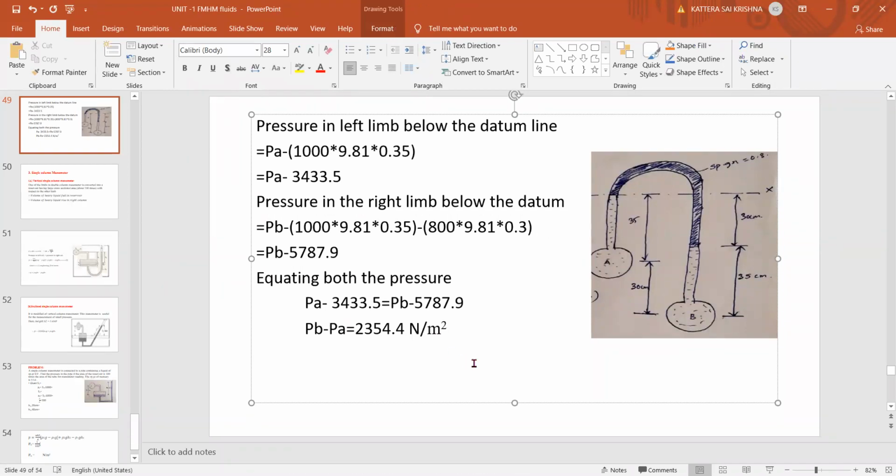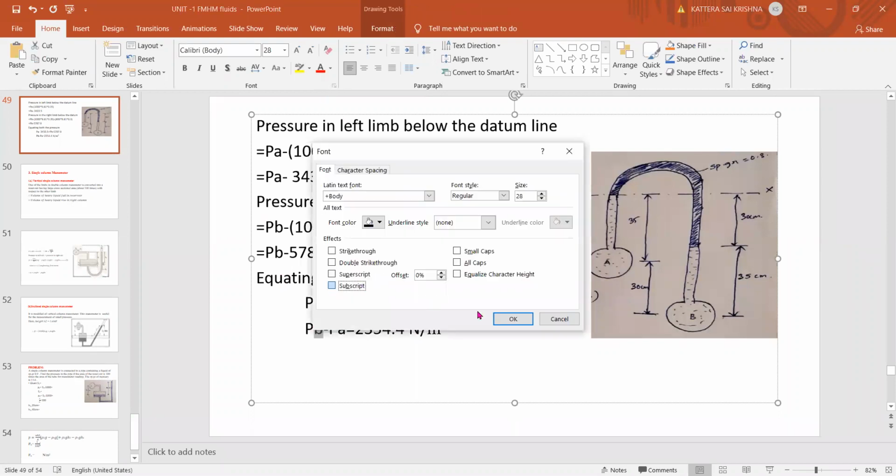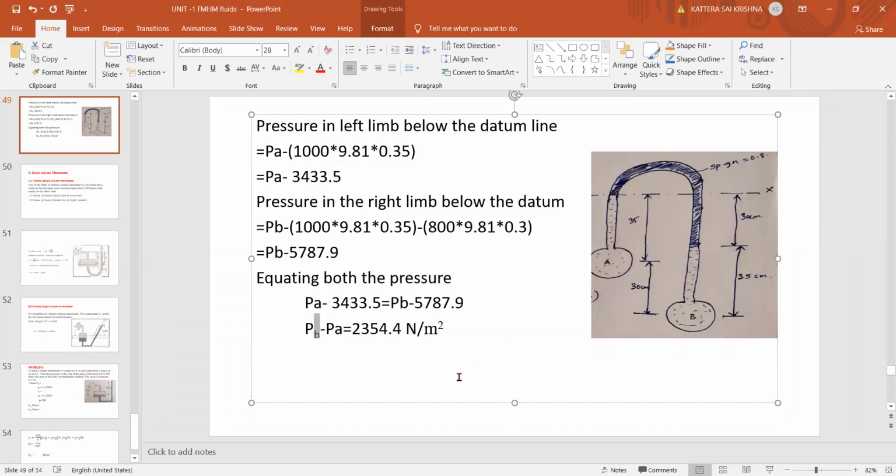Please copy. Those who have not solved, just copy this: pressure in the left limb, pressure in the right limb, then equate both the pressures, PA and PB, and you'll find PB minus PA. Don't write PB like this. I already showed how to write this. It should be PB like this. Everywhere when you see PA and PB, please write like this.